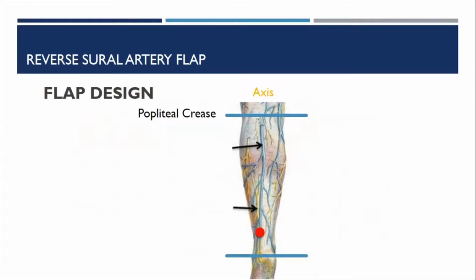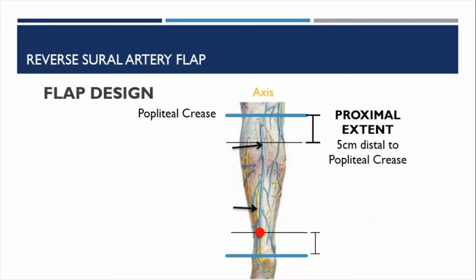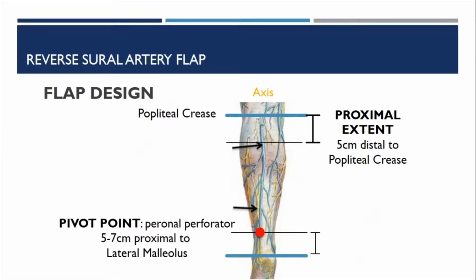The retrograde blood flow from the distal peroneal perforator becomes weaker the further proximal that it travels. Therefore, there is a limit to how proximally the skin paddle may be designed. This limit is roughly 5 to 8 centimeters from the popliteal crease. The theoretical pivot point of the flap is the peroneal perforator itself, roughly 5 to 7 centimeters proximal to the lateral malleolus.